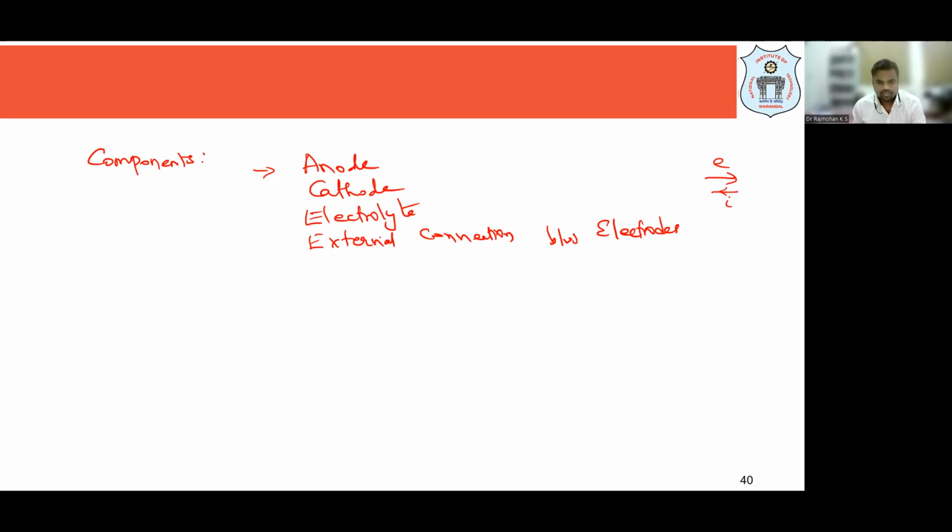The absence of any of these components will lead to an open circuit. The absence of any one thing will lead to an open circuit, that is, no flow of current. We have a situation of no flow of current when any one of the above is absent.